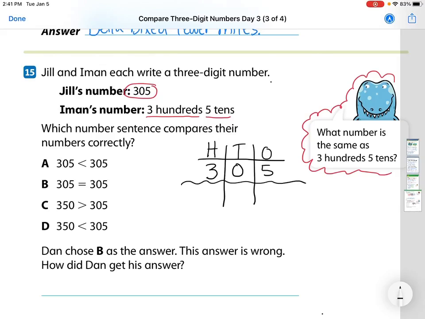And then Iman's number goes below that. His is 3 hundreds and 5 tens. So I want you to plug in Iman's number in the chart. Then I want you to come over to the side and see which one of these equations over at the side, A, B, C, or D, which one is correct, okay, when we're comparing those two numbers. So pause the video, finish Iman's number in the chart, and then go back and get the correct answer.